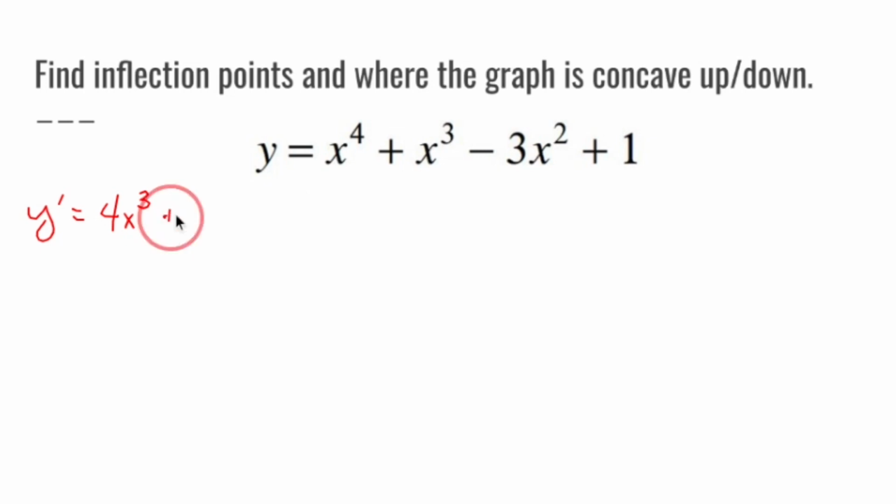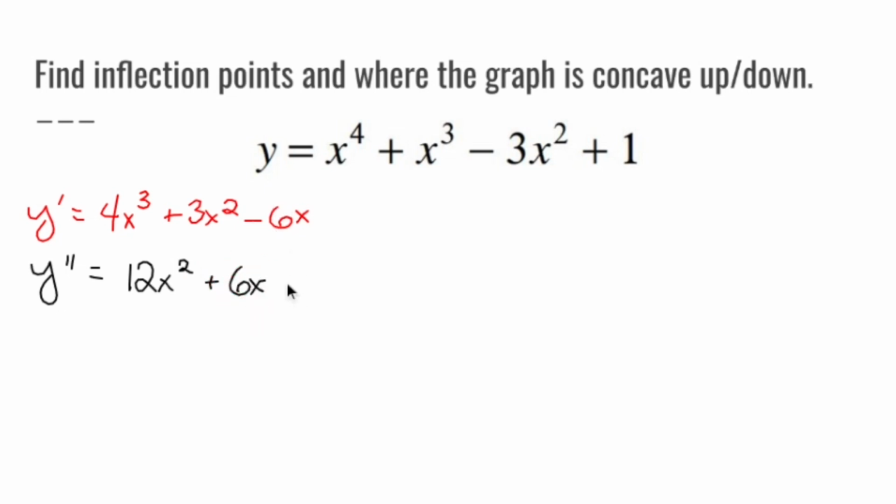Bring down that 3, make it x squared. Bring down that 2, multiply it to negative 3, giving me negative 6, x to the first, and the constant becomes 0. So that's the first derivative. Second derivative is going to turn that 4 into a 12, 12x squared. Turn that into a 6. So we got 6x minus 6.